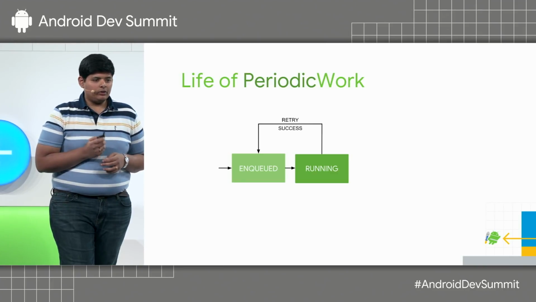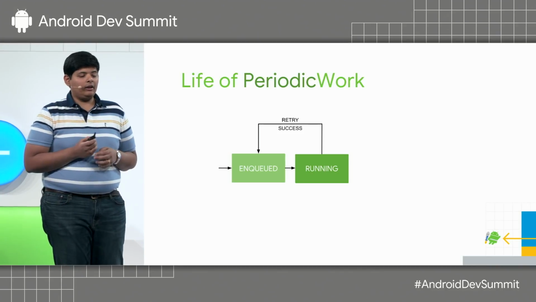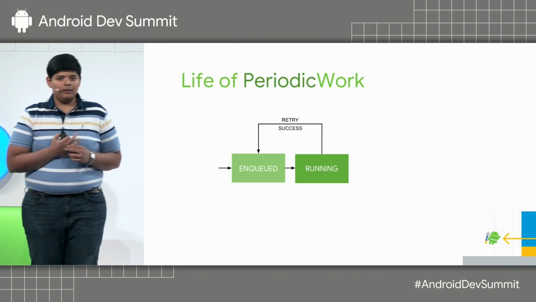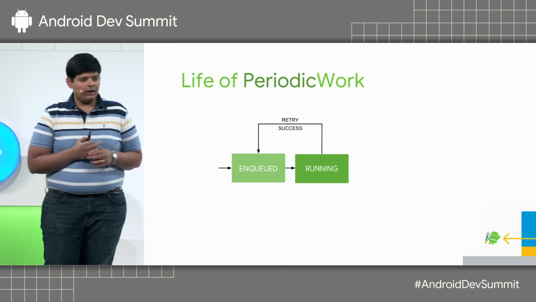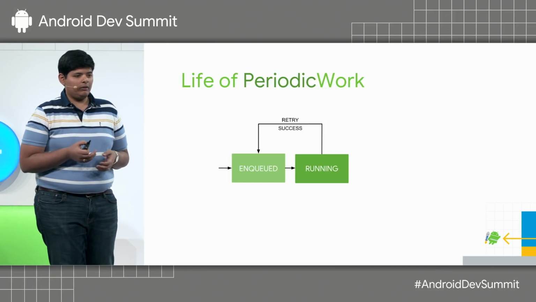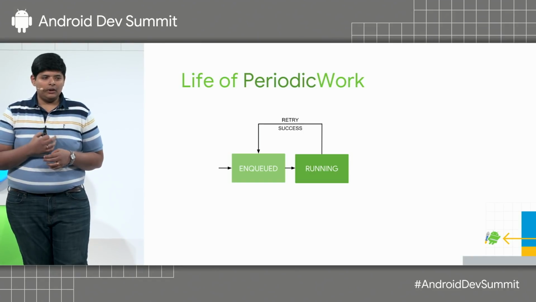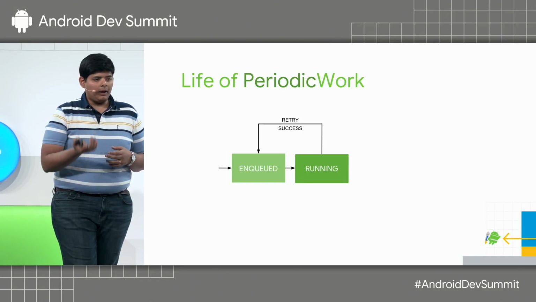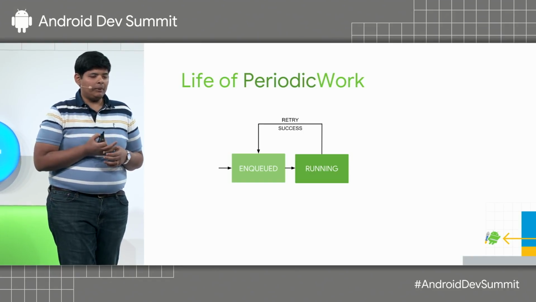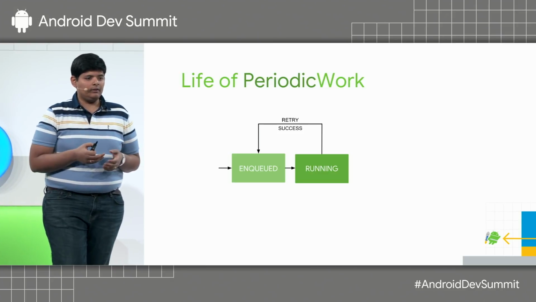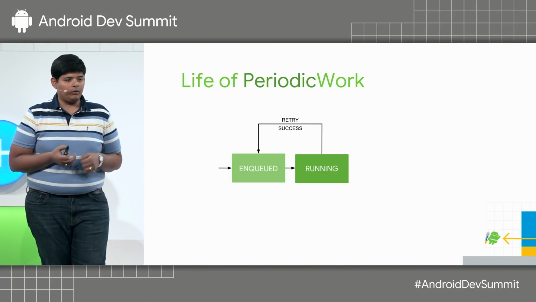So whether you succeed or you retry, it'll go back into the enqueued state. Now, this might seem confusing. If you succeed, then the work really isn't done because it's a periodic work. We'll just wait for the next interval. If you fail and you ask us to retry, then we'll apply the appropriate back-off policy, and then we'll increment the run attempt count. So we'll tell you that this is the second time that you're trying to run it for that last period.